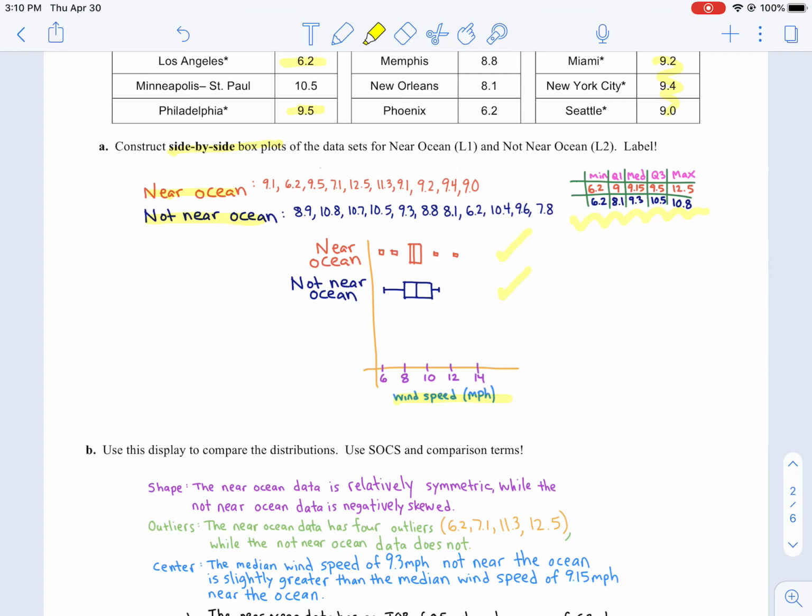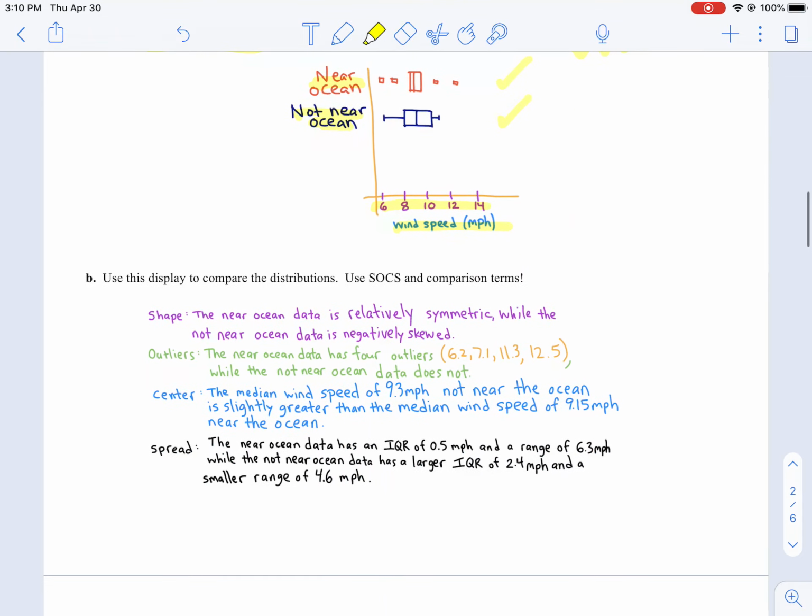Here's wind speed down here, and we can come up with whatever scale we want. And then you have to identify which ones are near the ocean and which ones are not near the ocean. And then when we are comparing the distribution, remember, you have to talk about the shape, outliers, center, and spread for each of them and use a comparative word.